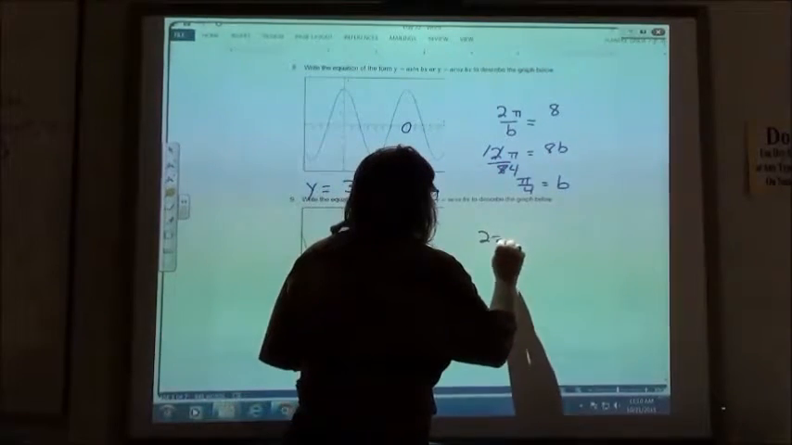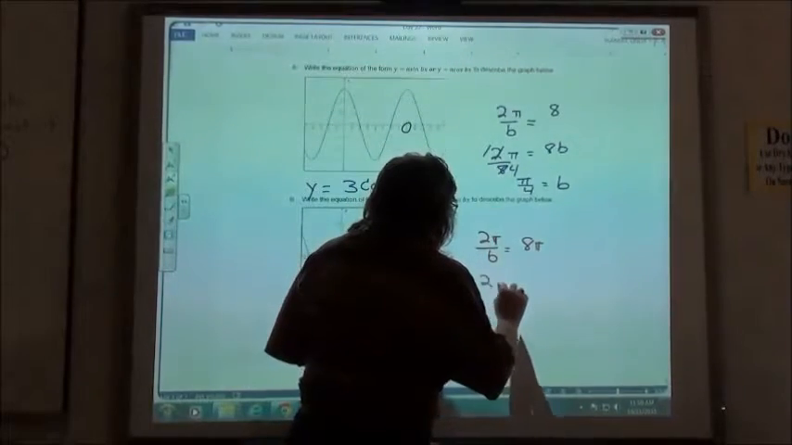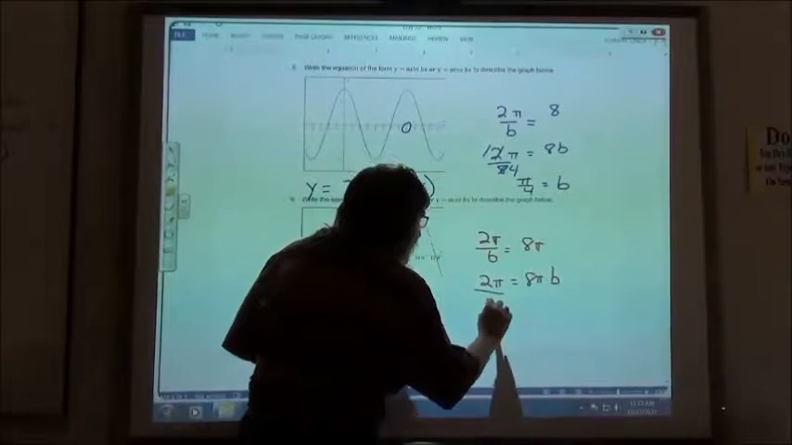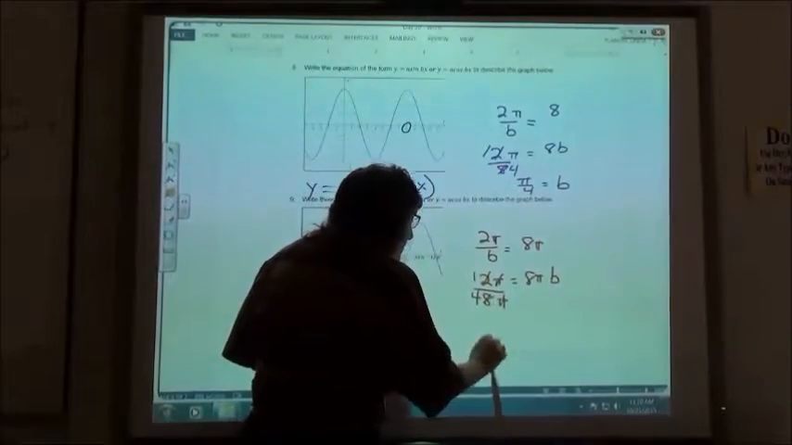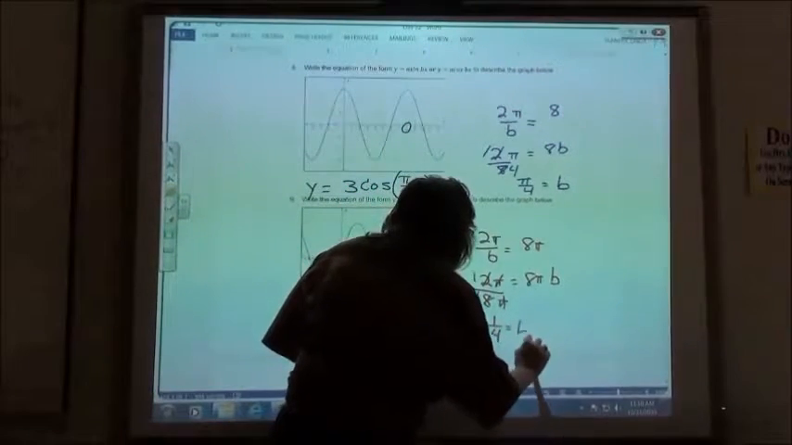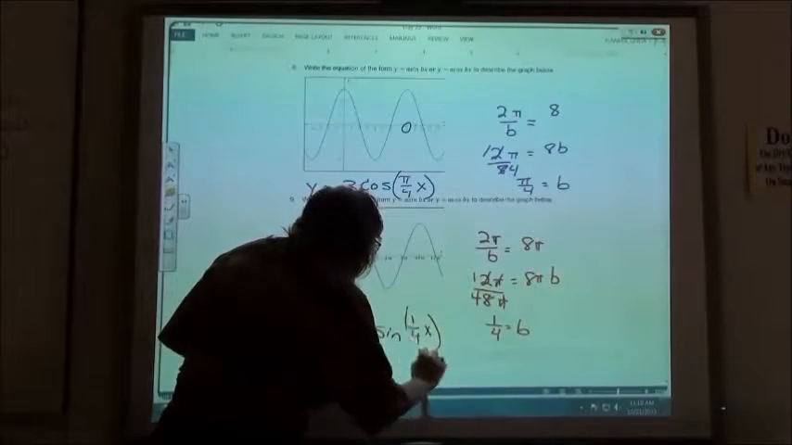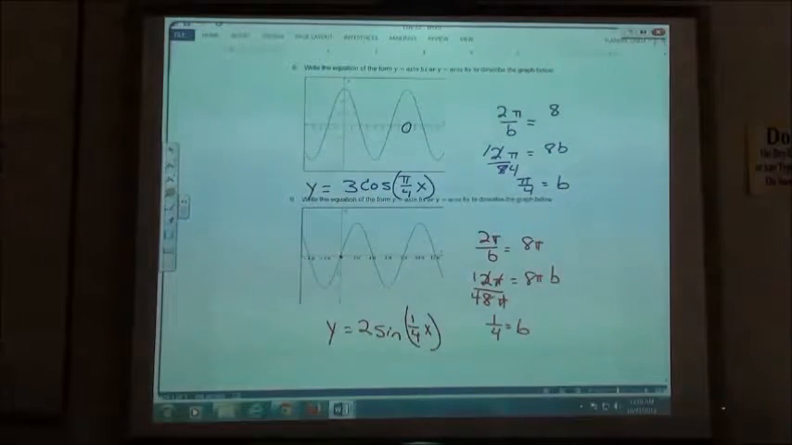So 2 pi over b would equal 8 pi. 2 pi equals 8 pi times b then. If I divide by 8 pi, those cancel out. I get 1 over 4 for my b value. So 1/4 x. So y is going to equal 2 sine of 1/4 x, going to be the equation of my sine curve.